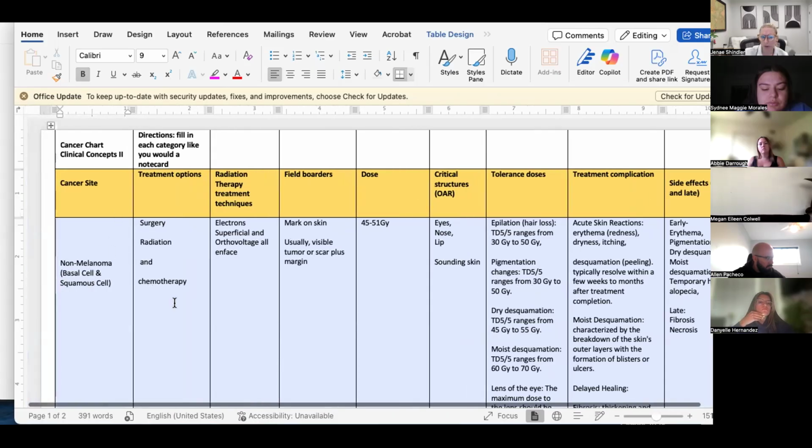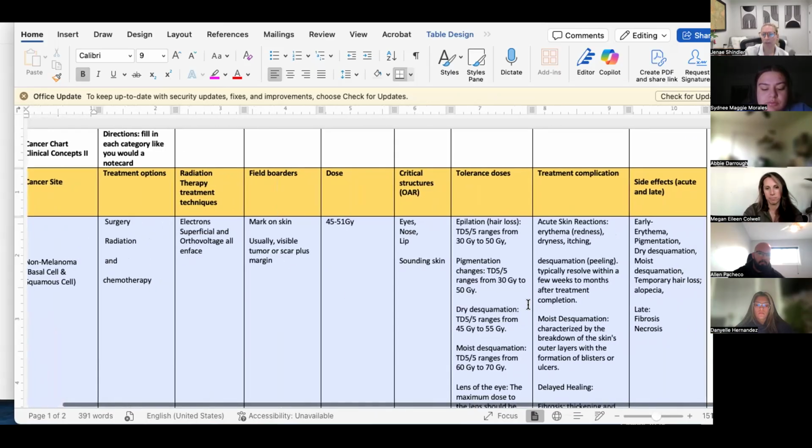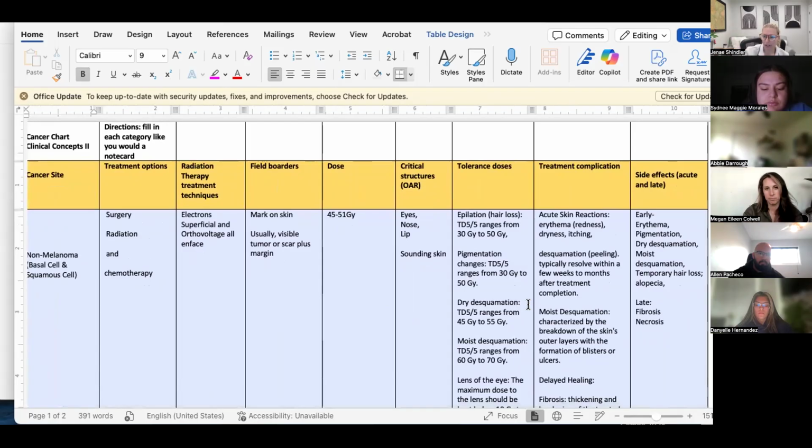I don't overly grade this assignment. This is just something I want you to have for reference in your future, for reference on boards. I'm basically going to say, okay, I have a checklist. Do you have this specific cancer site? Do you have this treatment option? Do you have this field border? If it looks good and it's all in there, then I check it and I give full credit for it, if it looks like something's missing.